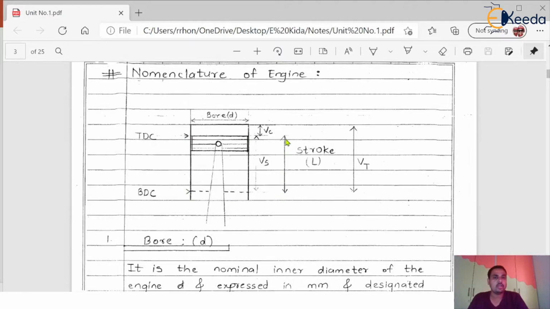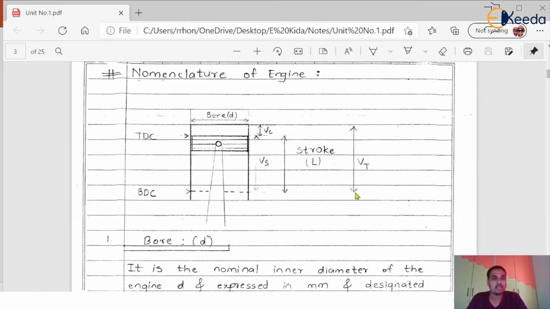So this is the stroke or the stroke length. As I told you earlier, stroke length means the piston moving from one dead center to another dead center. If it is traveling one time, this is a single stroke. Again, if it is moving from the other dead center back to the first dead center, that is the second stroke, like this. This is represented with the letter L.